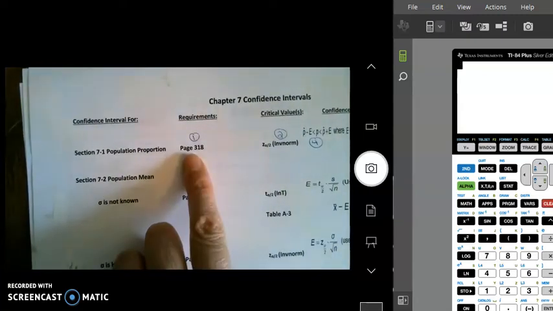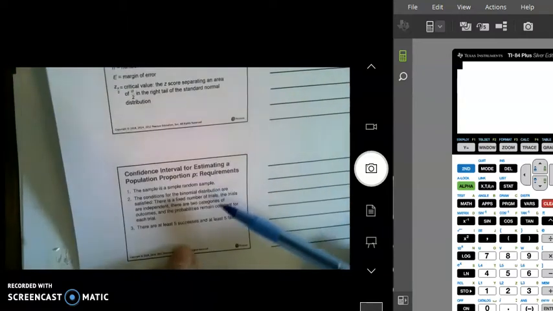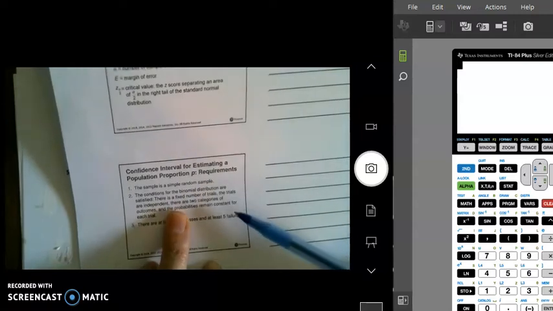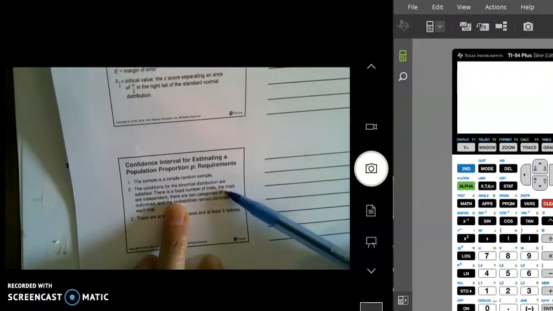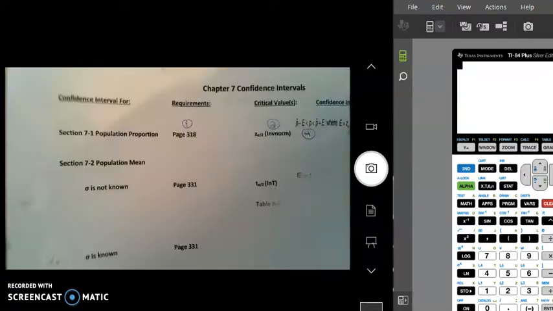Okay, so let's verify the requirements first. I'm going to pull that up here. It's on page 318. It's also in the PowerPoint. Find it here. Okay, here are the requirements. We should have a simple random sample. The conditions for the binomial distribution are satisfied. And you have at least 5 successes and 5 failures. Okay, so let's go through those 3 things with this example.